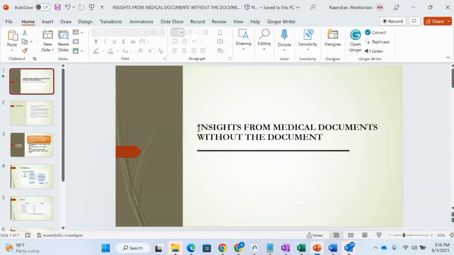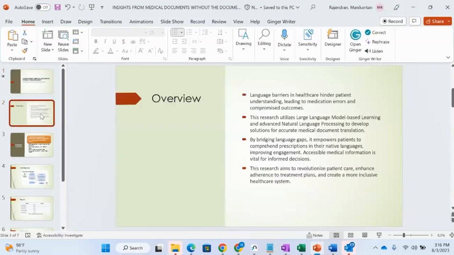Let me go through my PPT. Our paper is regarding insights from medical documents without the document. It is from the LLM model as well as the NLP model. This research provides doctors with a comprehensive understanding of patients' medical history by enabling access to patient records and prescriptions across countries, regardless of language barriers.